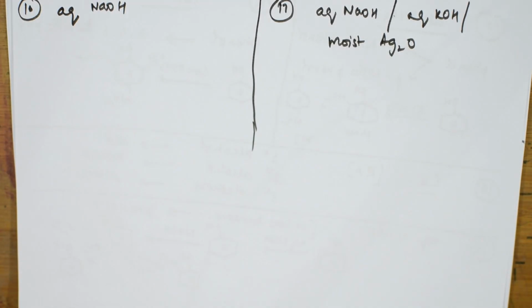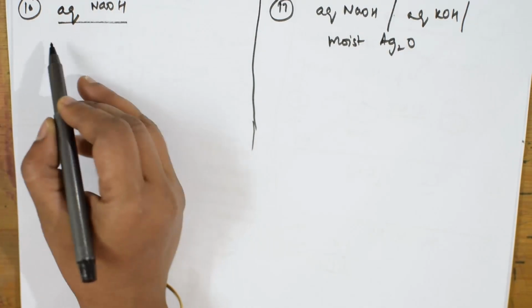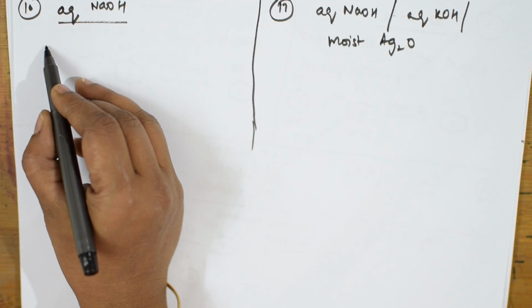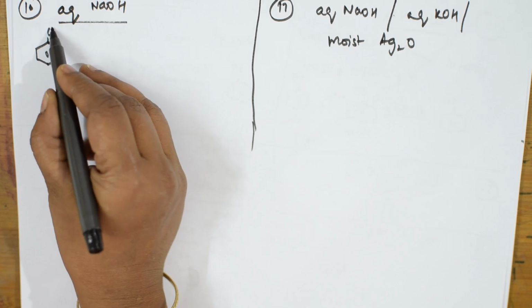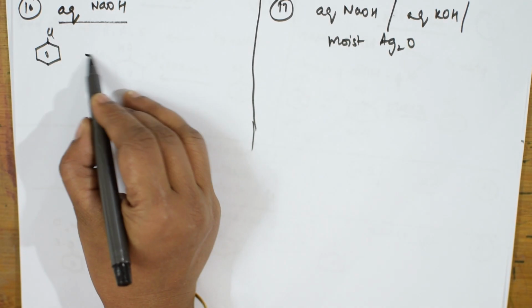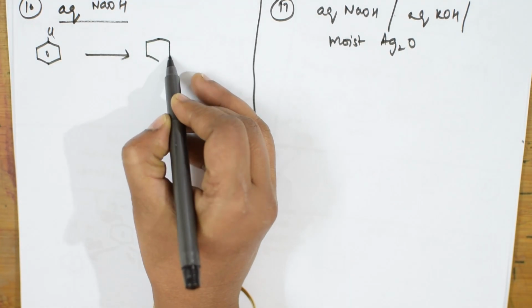Let's see. Here, when aqueous sodium hydroxide is present, nothing, simple it is. It basically converts your chlorobenzene. Okay, chlorobenzene is this, isn't it? It's going to convert chlorobenzene to phenol.